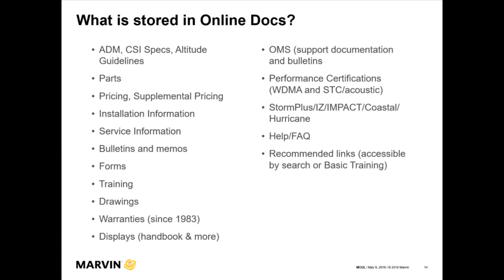So if you need to find an older warranty for a product that's not in our current system, you would look in online docs to pull up those older warranties, see what's covered and what's not. The displays handbook and more is in there. Again, displays are something that you can download a little differently now, but there's access to that in online docs.